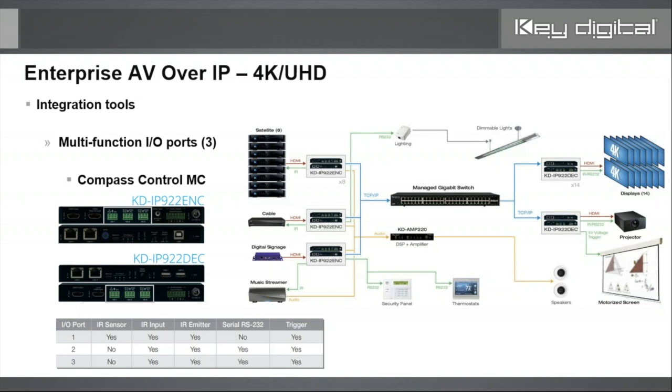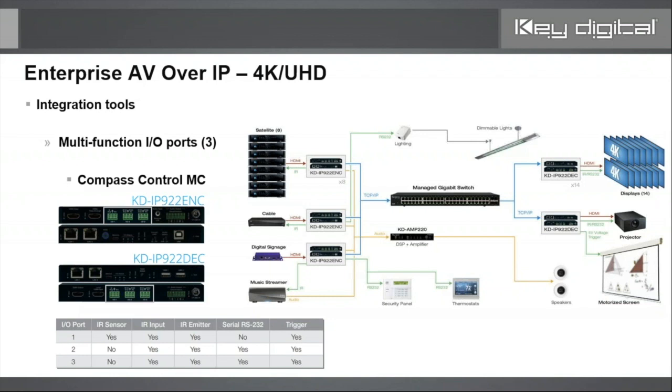And if each encoder and decoder is a 3-port Compass Control master controller, that means that at $0 additional dollars, you have a 75-port control system with our AV over IP using the IP922s. So if we look at this system, we're able to send IR control to the satellite and cable boxes. We can control a music streamer over IP.